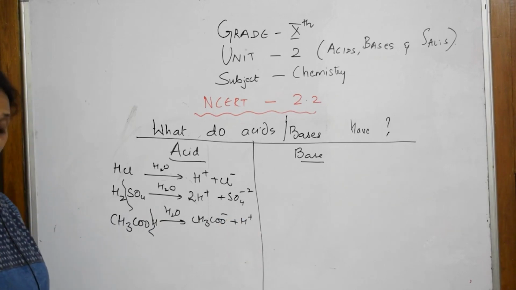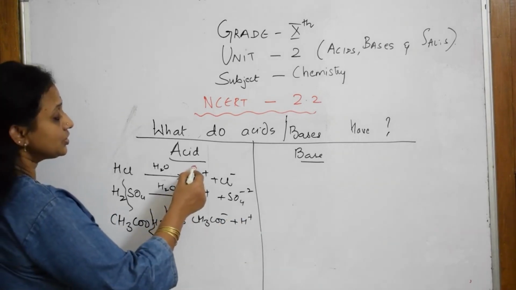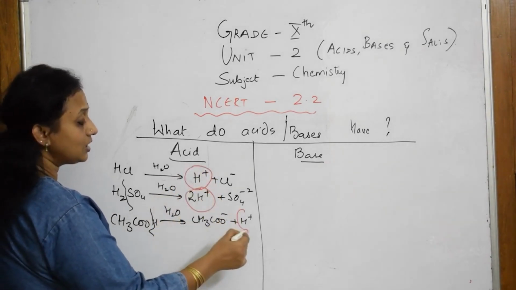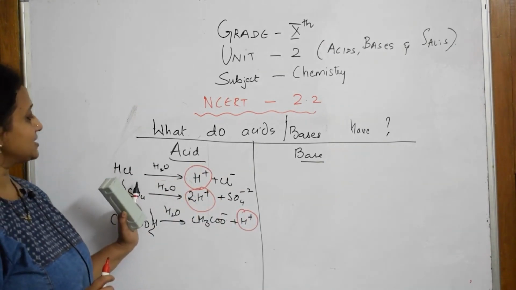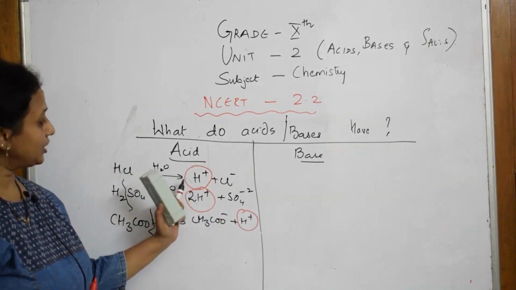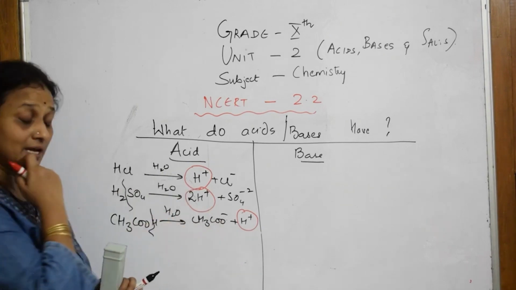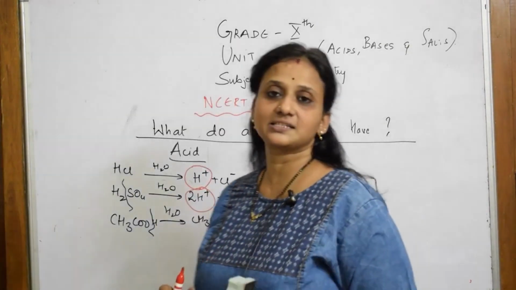Now what are you observing? Whenever an acid is dissolved in water, it is going to dissociate or ionize into an ion called H+ ion. You understood? Yes. So whenever acids are dissolved in water, they are going to release H+ ions. Dissociate means breaking into ions. Okay, now I have got a little understanding.